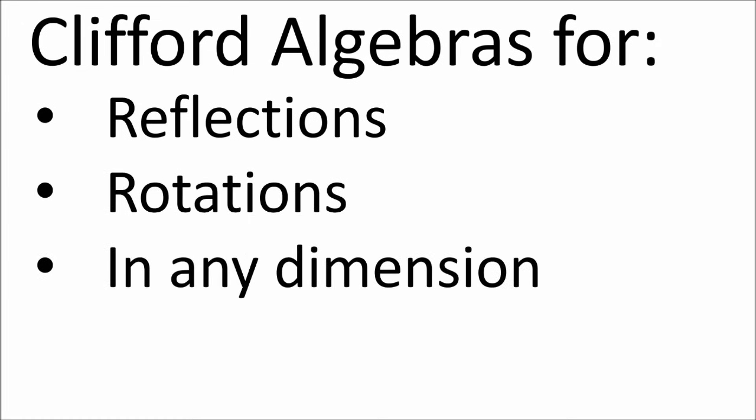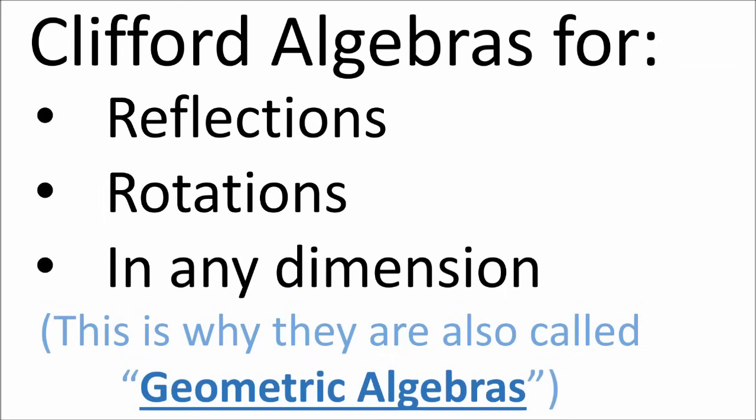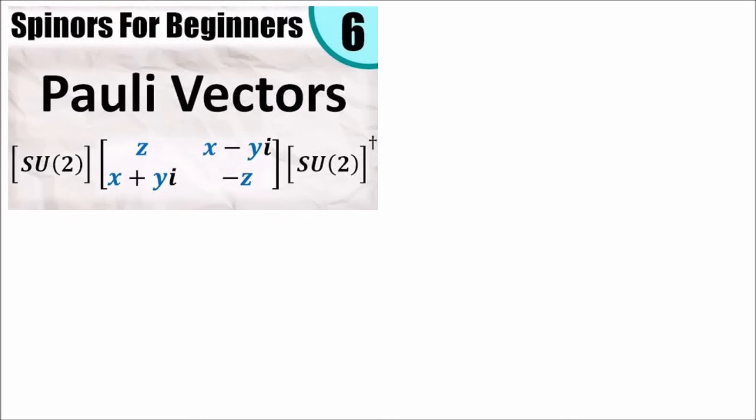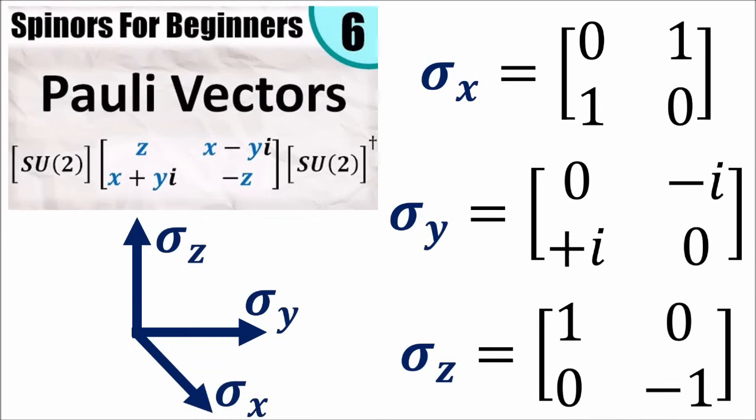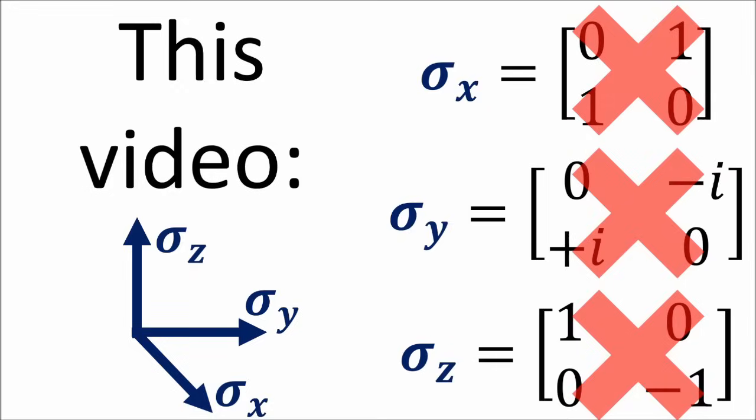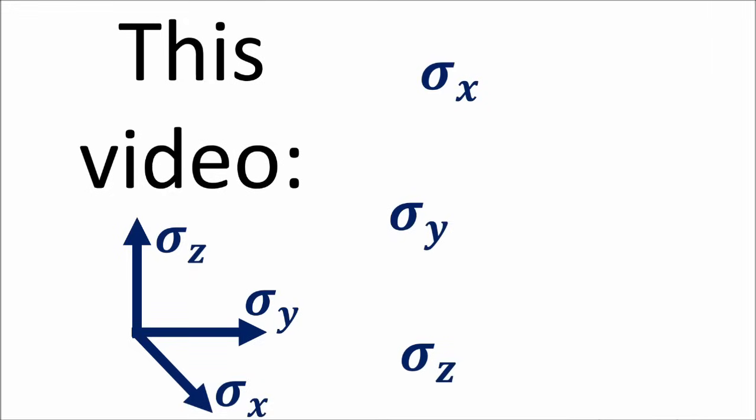In this video, I'm going to show how Clifford algebras can be used to do reflections and rotations on vectors in any dimension. This explains why Clifford algebras are also called geometric algebras, because they allow us to easily perform geometric operations on vectors. Some of this video's content was already covered in video number 6, when I introduced the Pauli matrices and Pauli vectors. But that video relied on matrices to do rotations. This video will involve no matrices and only use abstract symbols from the Clifford algebras to do geometric operations.